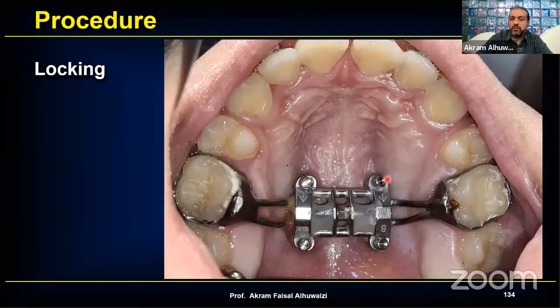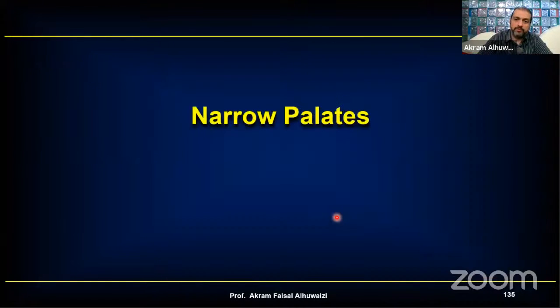Locking it can be done with a wire or can be done with just flowable composite being placed on the sides here. I prefer to use flowable composite, and I can see it, and it's more secure than the other type. But we have a problem.